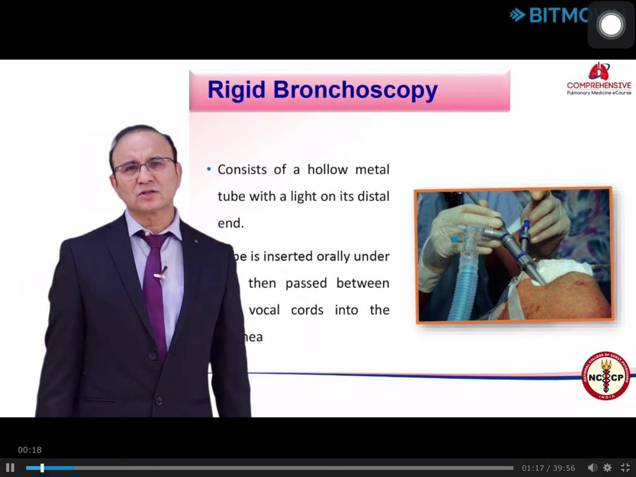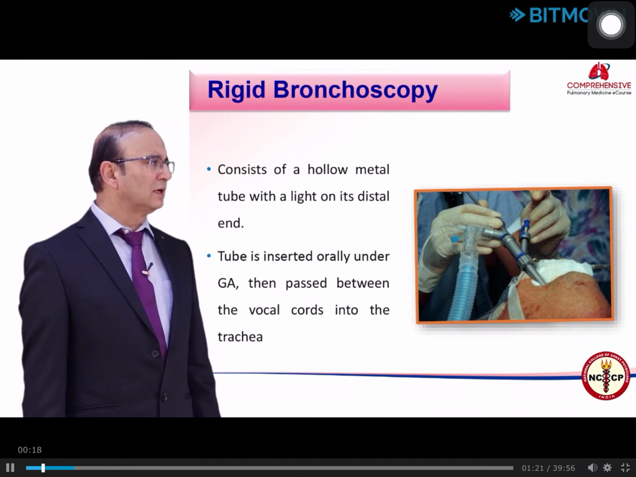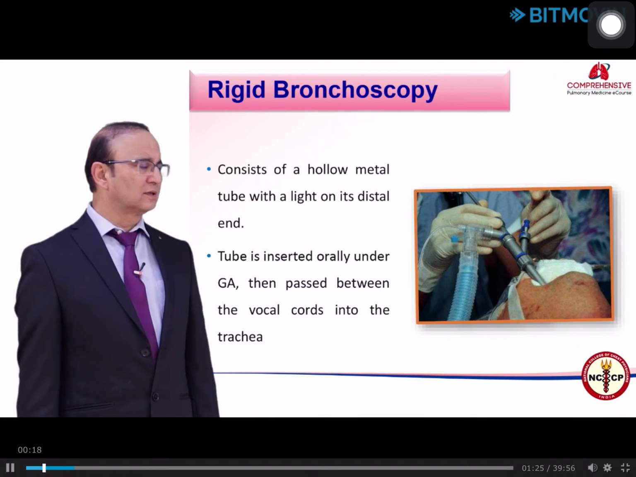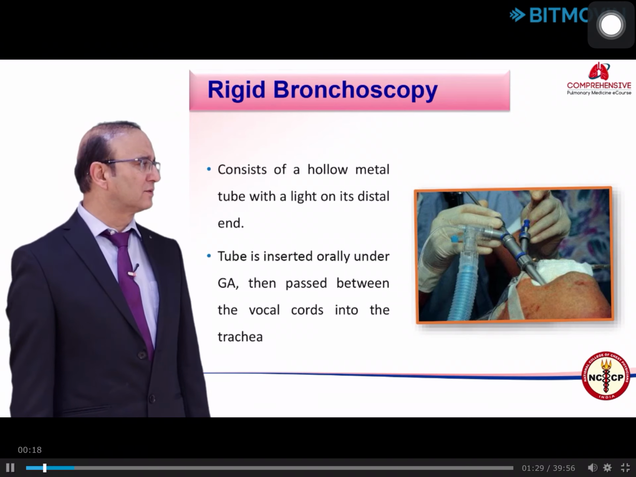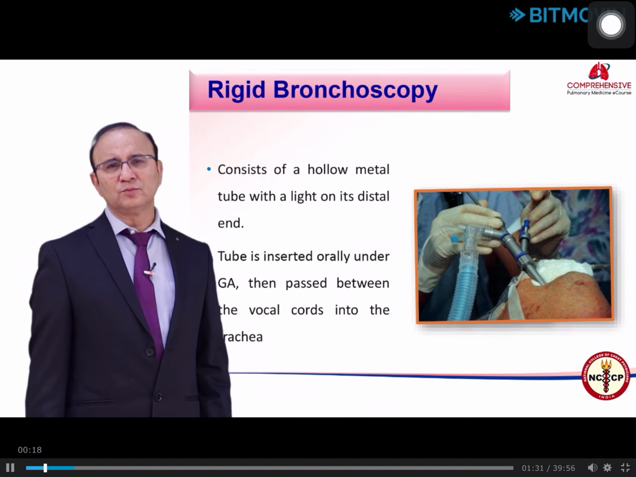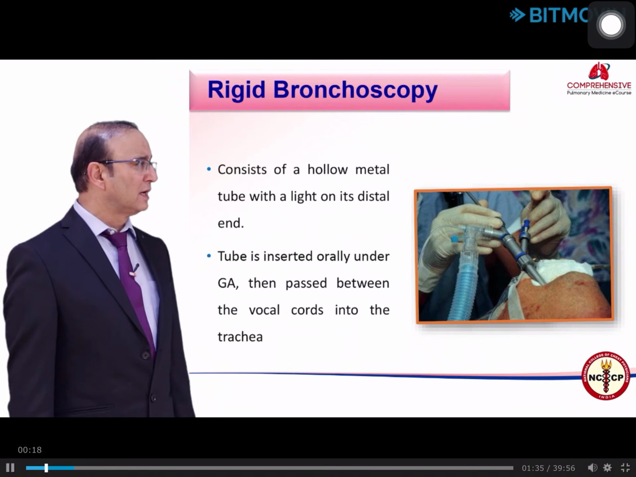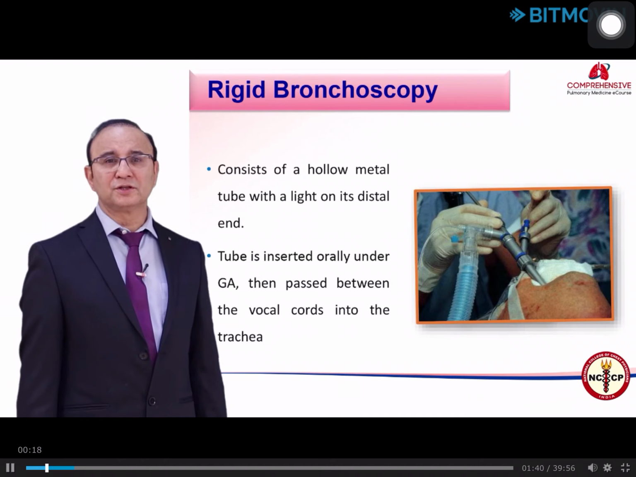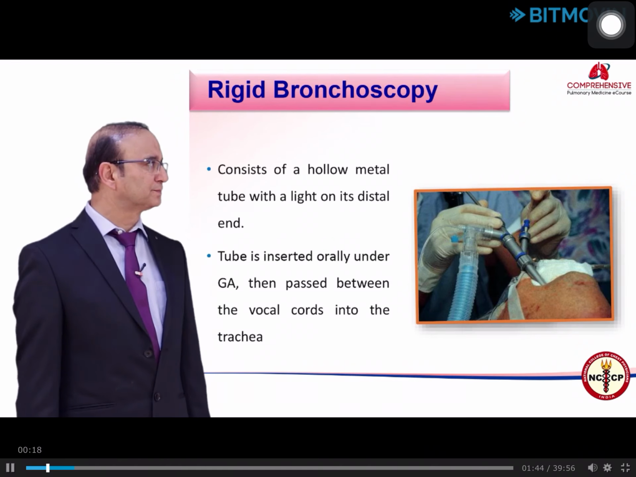The rigid bronchoscopy consists of a hollow metal tube with a light on its distal end. The tube is inserted orally under GA and then passed between the vocal cords into the trachea. The large lumen facilitates clearing of the secretions and debris, and it also helps you to do interventional procedures easily as compared to the flexible bronchoscope.